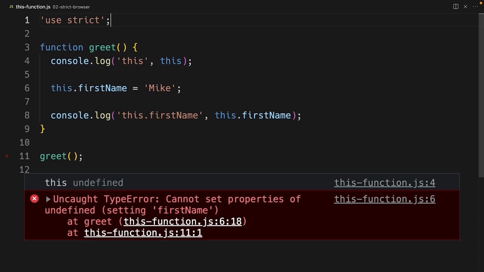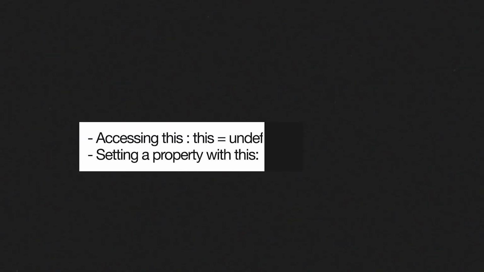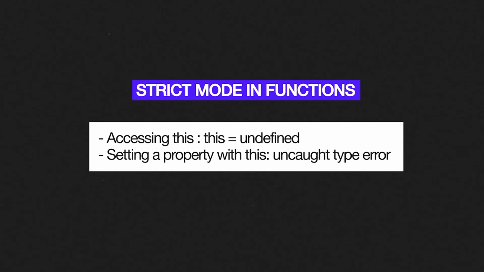So strict mode affects the behavior of this in a function in 2 ways. Firstly, when you try and access this, it will always be set to undefined. And secondly, when you try and set a property on this, strict mode will prevent us from polluting the global context through improper use of this by throwing an uncaught type error. Essentially, strict mode prevents unwanted behavior of this in functions.